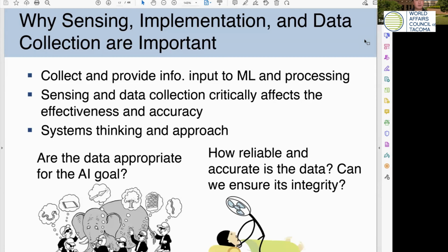So to better address this importance, let's raise two questions. So are the data appropriate for the AI goal? And that's directly related to the type of information or data that we're collecting and sensing. I have a figure here on the left bottom corner.